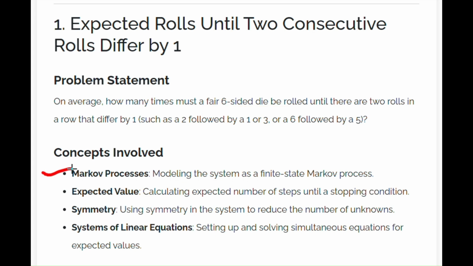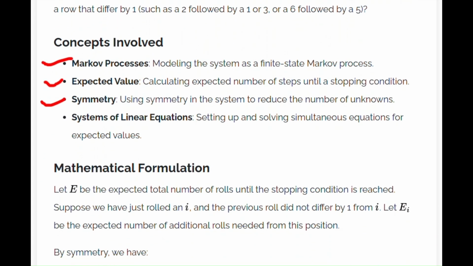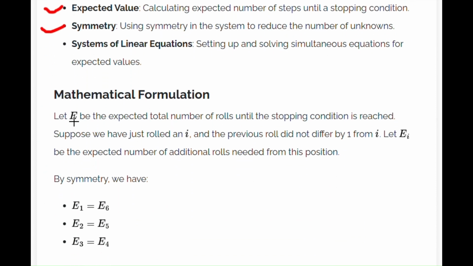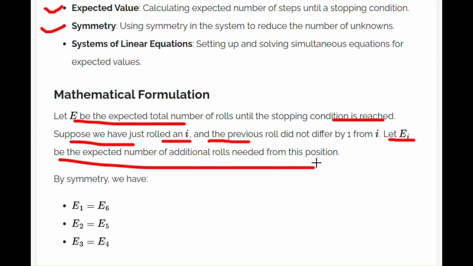We've used Markov process, Markov chains, expected value calculation. In this question also, we'll use these concepts, plus we'll use the concept of symmetry to reduce the number of unknown variables. So let's see how we solve this. Let E be the number of rolls required until the stopping condition is reached. Suppose we have just rolled a number I on the die. Then the number of rolls required going forward is given by EI, the additional rolls required from this position.